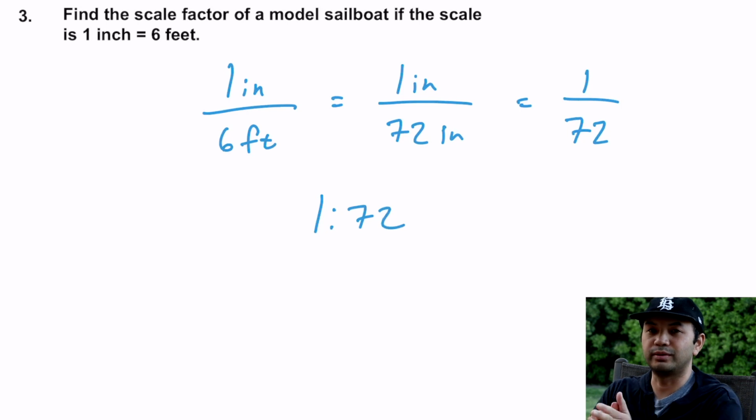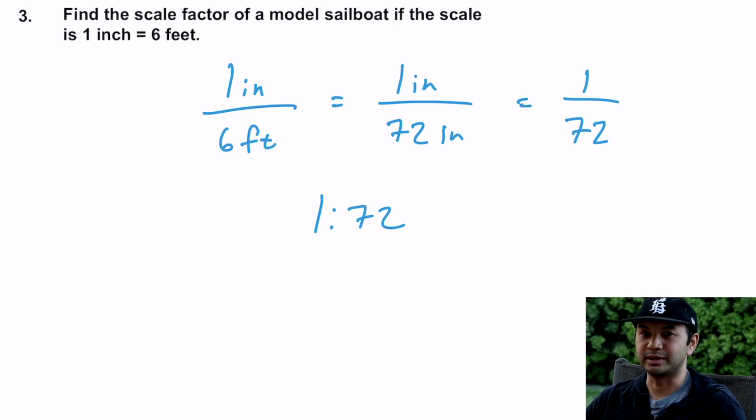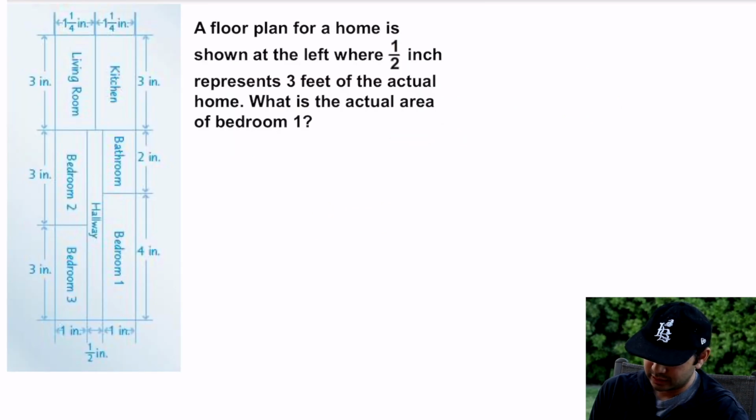So 1 of whatever way you're measuring it, even if you're measuring it in centimeters or feet or inches or whatever, that's worth 72 in the other thing. So that means you don't need the units. Like, let's say you're measuring it in meters, you don't have to worry about meters. You just know that the scale factor is 1 to 72. Right here it says 1 inch represents 3 feet of the actual. So that's our scale. Not the scale factor, the scale.